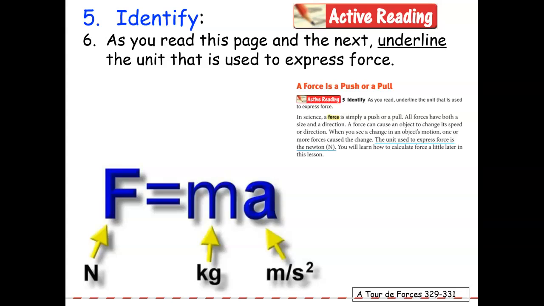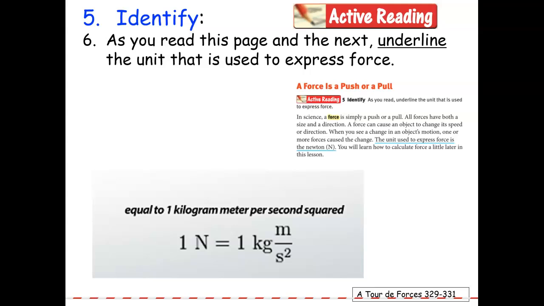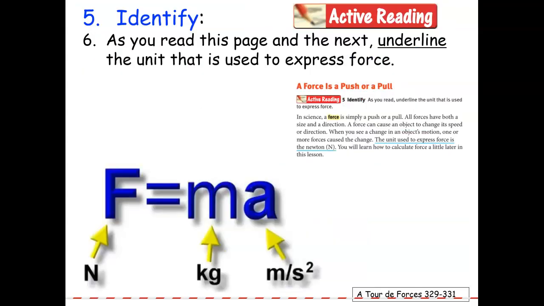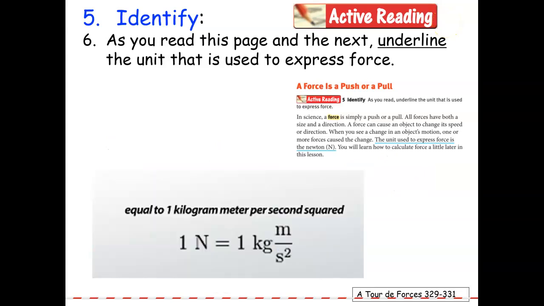So here's another breakdown, and it shows you what you should underline. So we have force in newtons, and force equals the mass times acceleration. So remember on the last slide I said force equals kilograms per meters per second squared. So we have mass times acceleration. Another view of this.